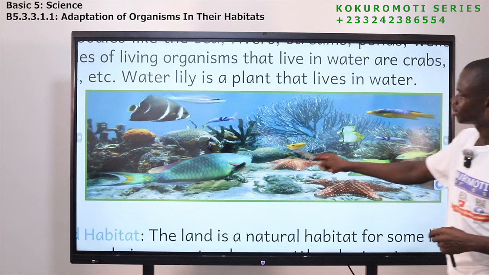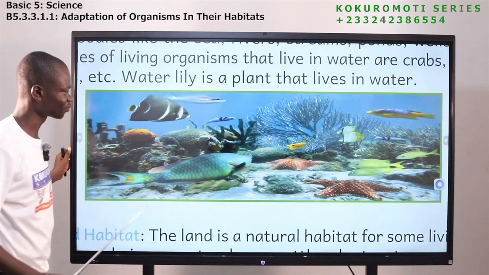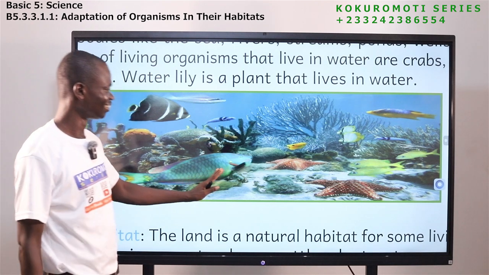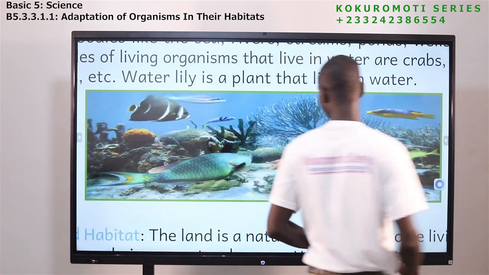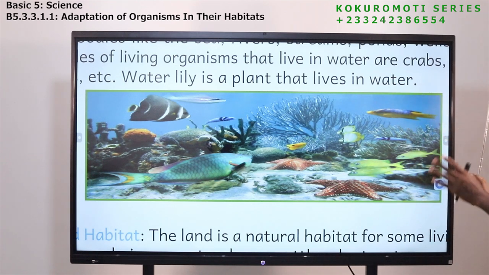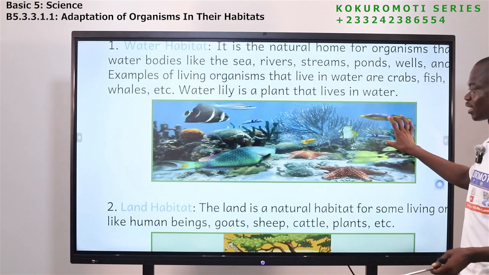Let's try and see if we can name some of the animals here. Do you know their names? I can see only different what? Fishes here. Okay, so all the animals that live in water, they have water as their habitat.